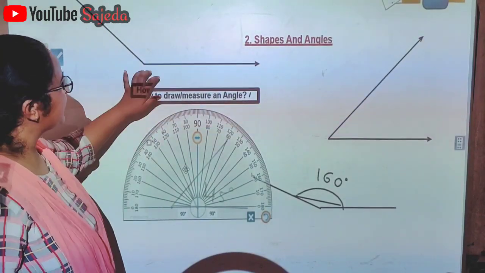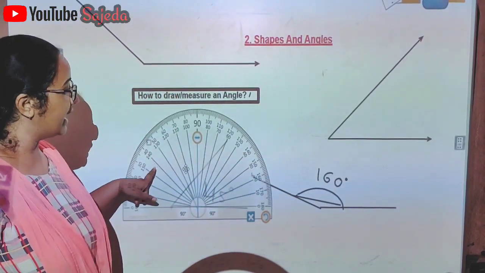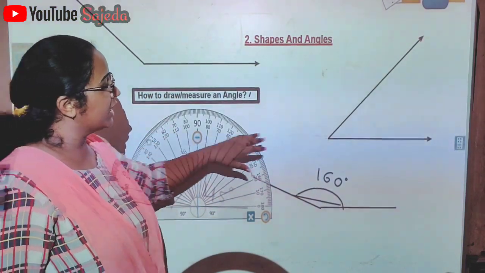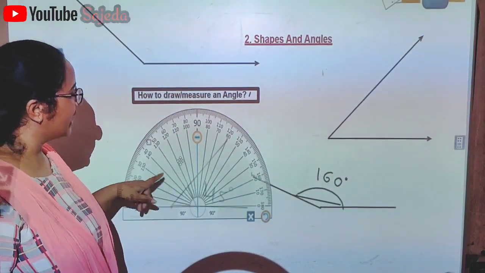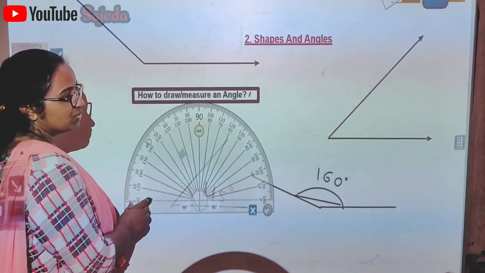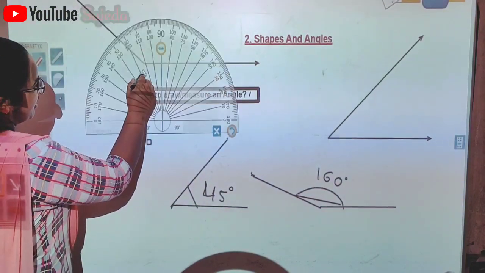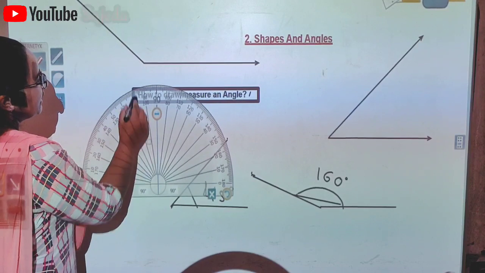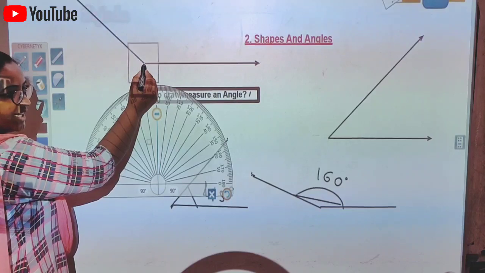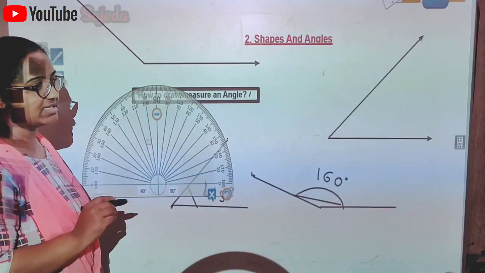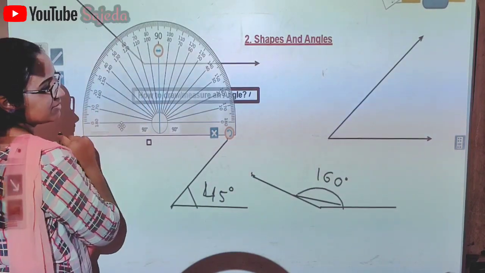Now here you can see that two angles are already given. They are already drawn, and here we have to measure the degree of these two given angles. So once again, to measure also we have to use this protractor. Arrange this protractor on this point. Look here, it is called the vertex. This point must be on the vertex, then only you will get the correct answer. So let's arrange this protractor on this vertex.